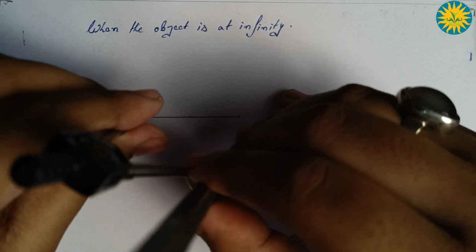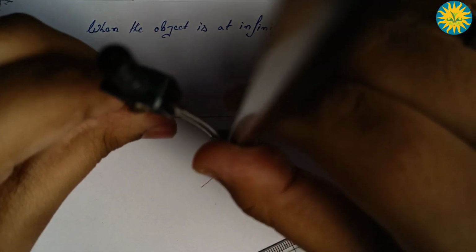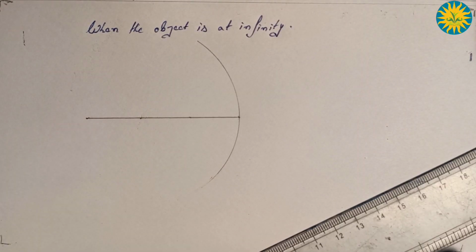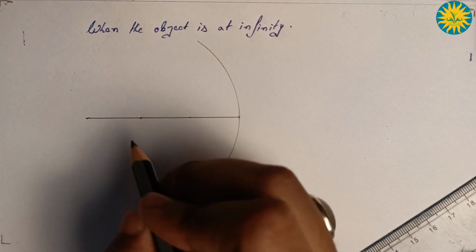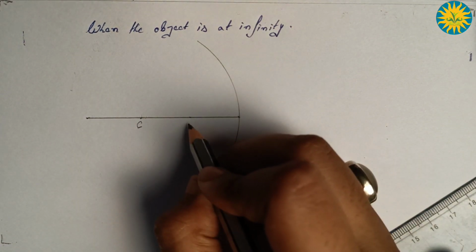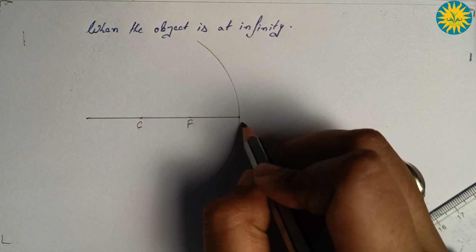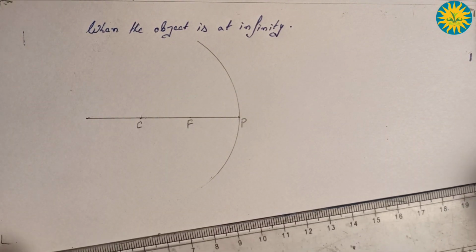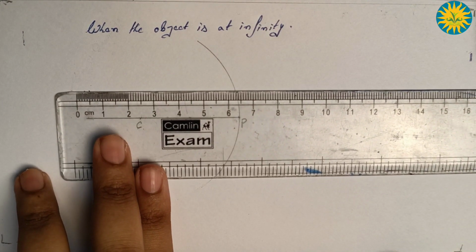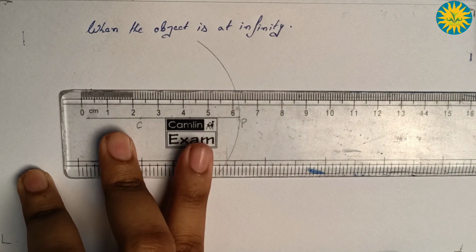Now we have drawn this arc. This is the mirror, this is the concave mirror. The point at which we have placed the compass is the center of curvature, and the distance between the mirror and the center of curvature is the radius of curvature. Now we have drawn the focus and the pole. The distance between pole and focus is equal to the distance between focus and center of curvature.